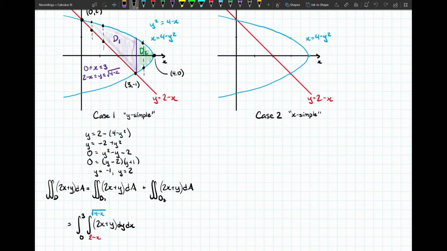Our very first iterated integral from x equals 0 to 3 will have the function y equals 2 minus x for the bottom boundary and y equals root 4 minus x for the top boundary.